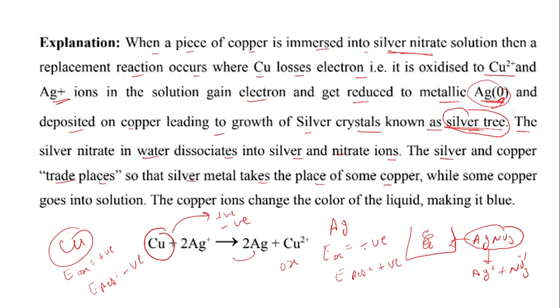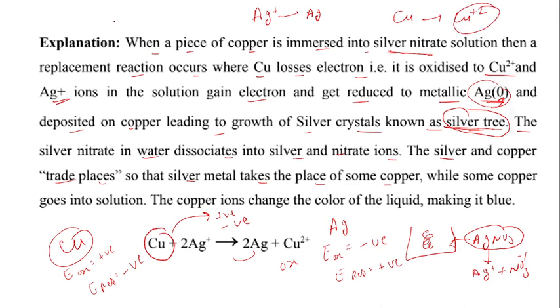Initially it was silver nitrate. But silver is depositing as Ag. So copper, which is in solid form, is converting into copper plus 2. So this copper plus 2 will be responsible for the color change.